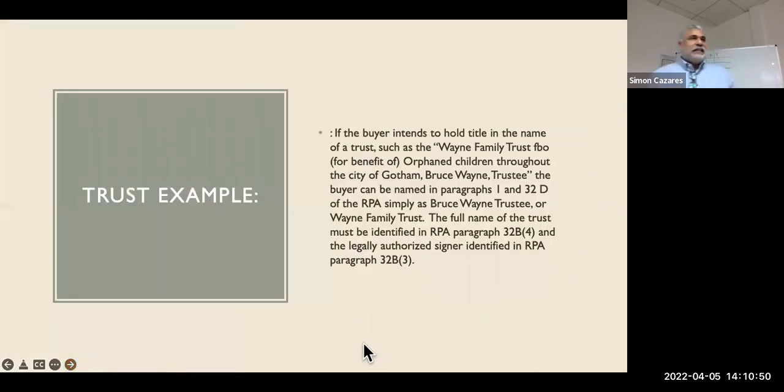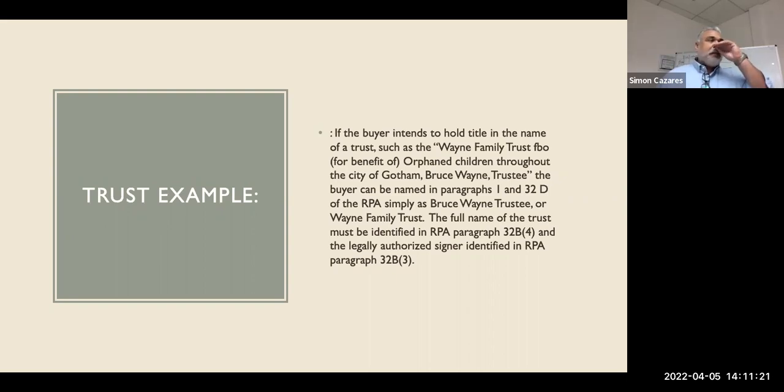The trust, as an example. If the buyer intends to hold title in the name of a trust, such as the Wayne Family Trust, FBO, for benefit of, or the Bruce Wayne Trust, the buyer can be named in paragraphs 1 and 32D as in David of the RPA, simply as Bruce Wayne Trustee or Wayne Family Trust.